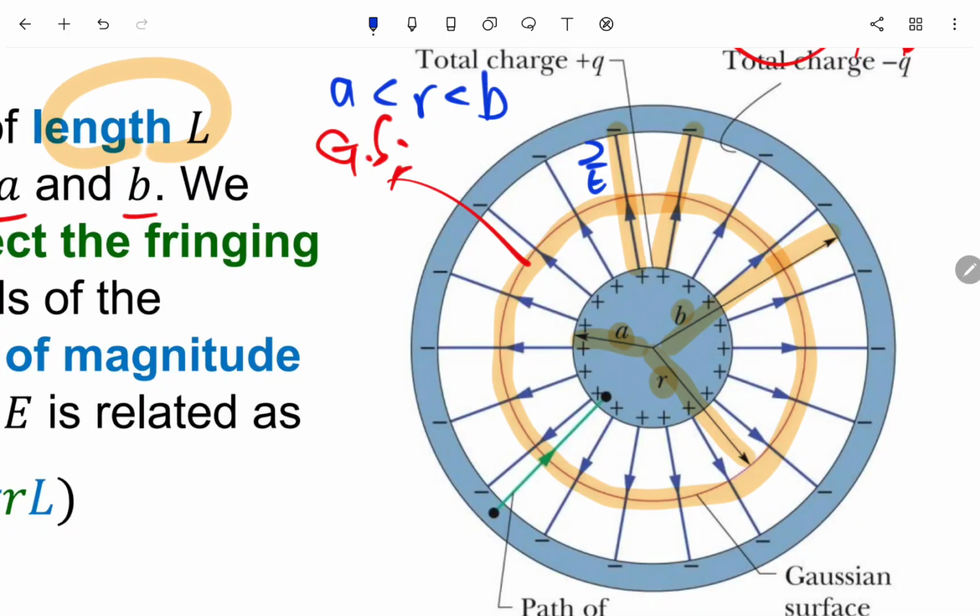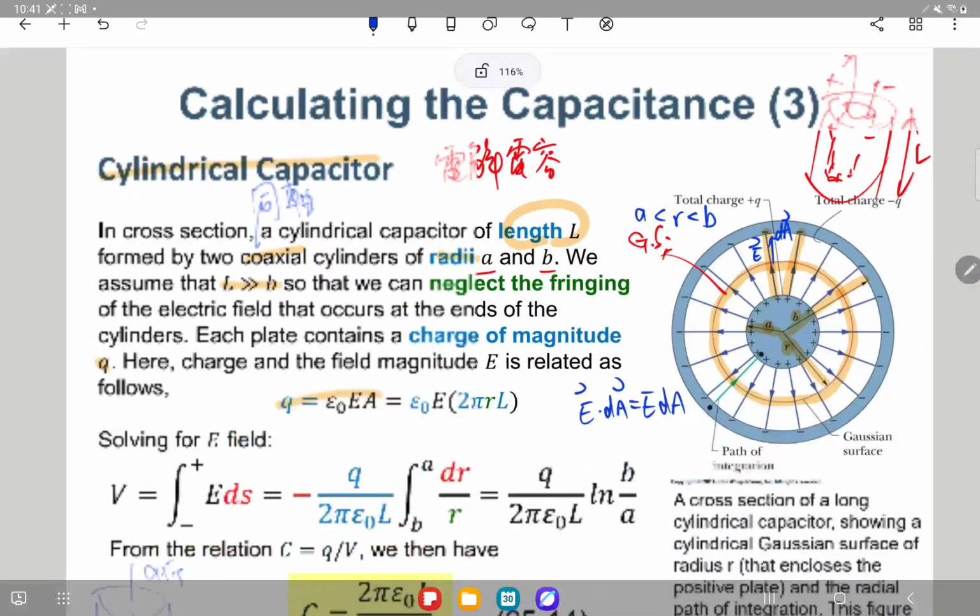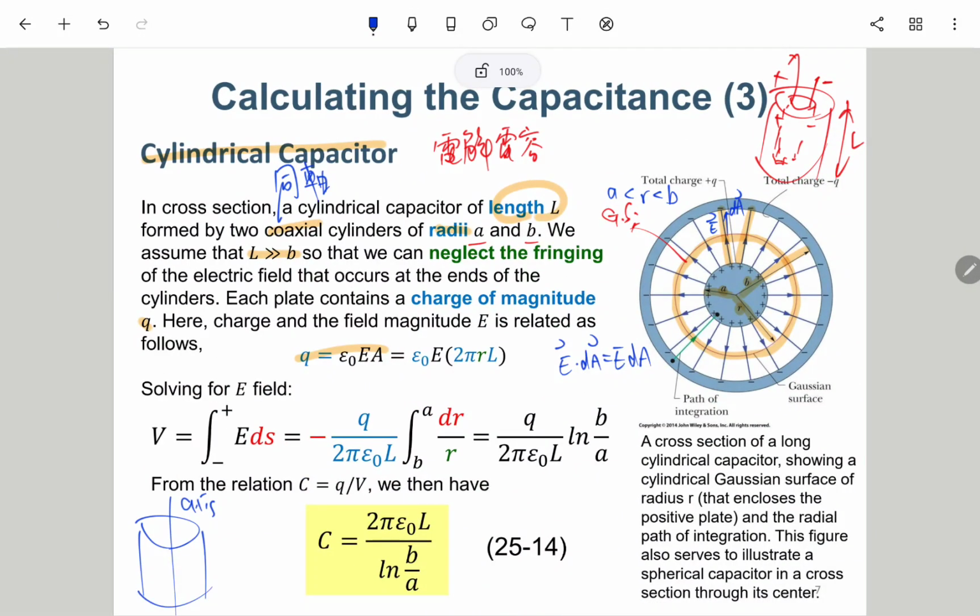So here, as they are coaxial, this is altogether symmetry. So the E field and the dA are parallel to each other, which means E dot dA is nothing but E times dA. So E times dA and then integration. This is nothing but the surface area, times the E, and then epsilon naught is the Q.